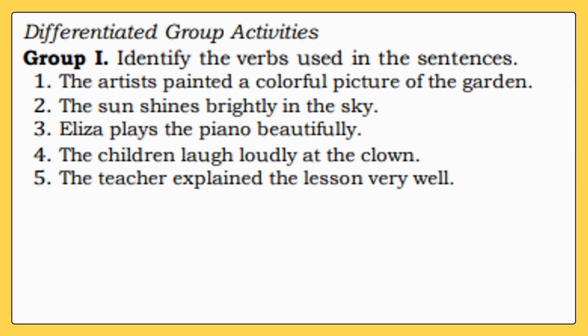Number 1, the artist painted a colorful picture of the garden. Number 2, the sun shines brightly in the sky. Number 3, Eliza plays the piano beautifully. Number 4, the children laugh loudly at the clown. And number 5, the teacher explained the lesson very well.